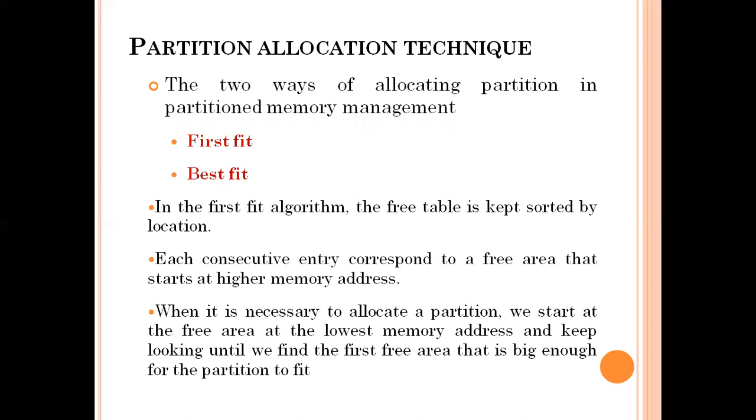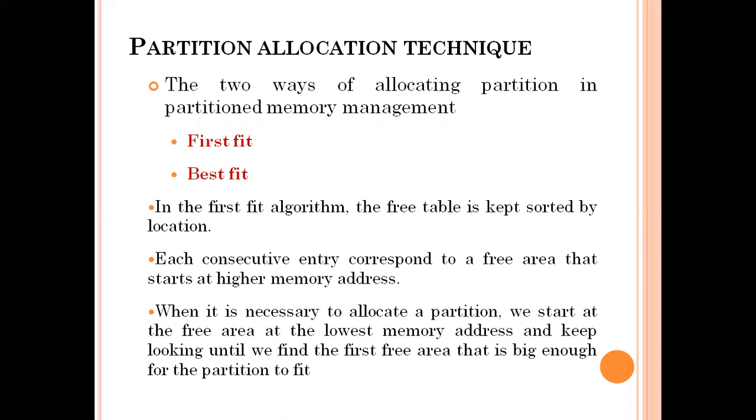In the first fit algorithm, the entire free table, that means the table which consists of the partition number and the status of each partition, is used. That is, for partition number one, whether it is in free status or allocated status. So the free partition status table is also called a free table. In the first fit algorithm, the free table is kept sorted by location.